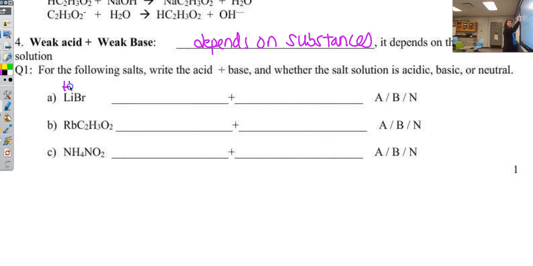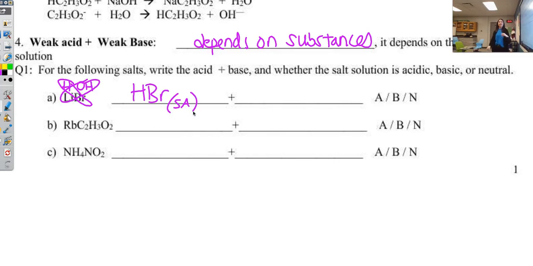I want you to put an H up here, and an OH up here. Because this is going to be your salt, and the salt and the water are going to react with each other. Those are your products from your acid-base reaction. And I'm basically going to crisscross these. When I crisscross these, what acid do you get? HBr. Is HBr strong or weak? Strong. I'm going to write strong acid in parentheses right after it.